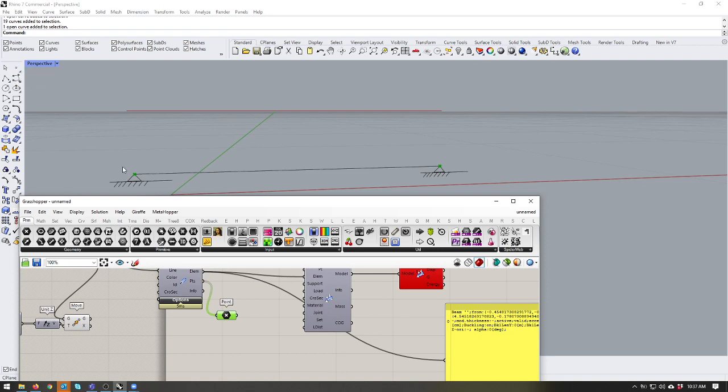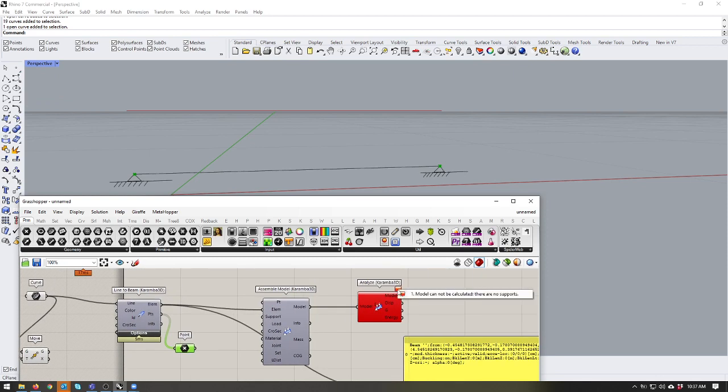So was it Declan? Did you say supports? No, it was someone else. I said points. Okay, this is all good. Someone said supports, and you're right. The warning literally says there's no supports.